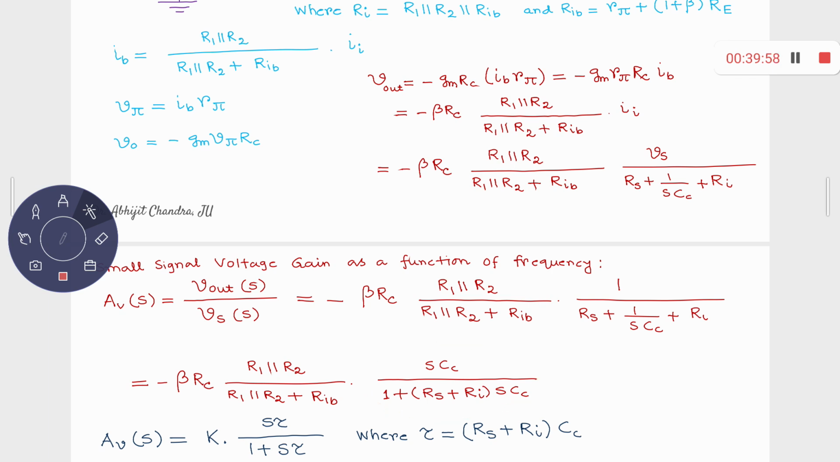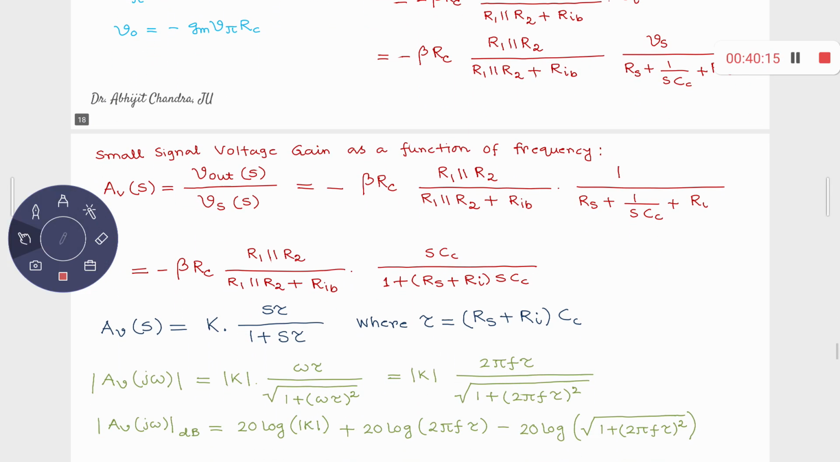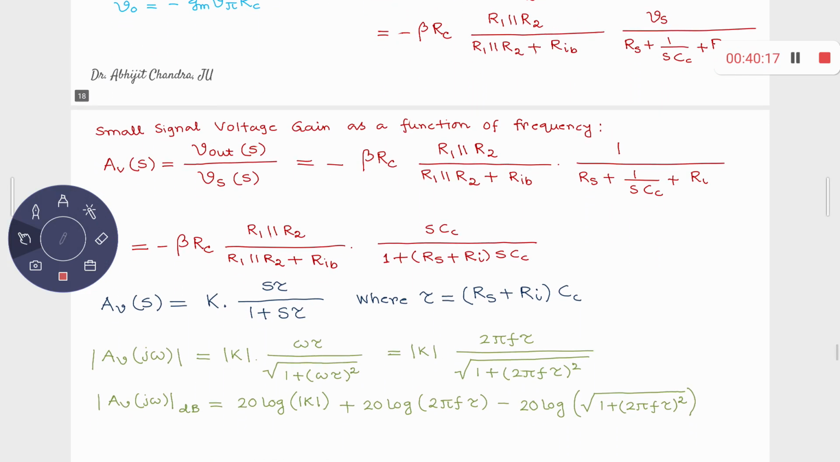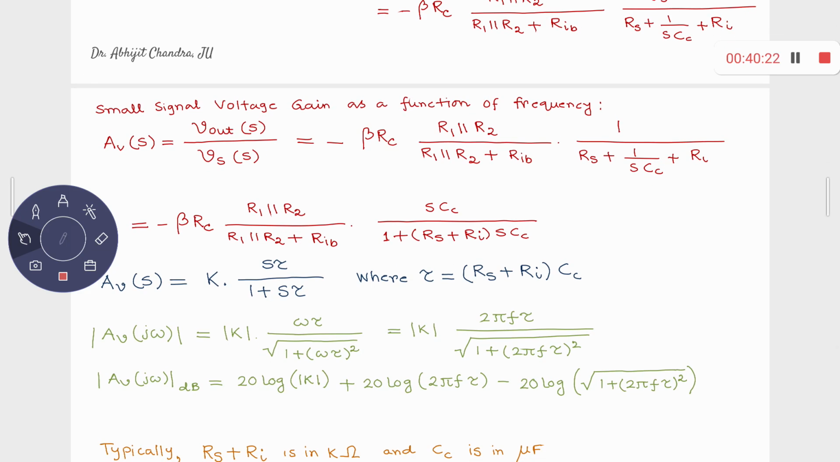So it is in which form? Is it in the form of K by 1 plus S tau, or 1 by 1 plus S tau? No. It is in the form S tau by 1 plus S tau. Remember, both of them are tau over there. So it's basically K into S tau by 1 plus S tau. What is that tau? Tau is equal to (RS plus Ri) into CC.